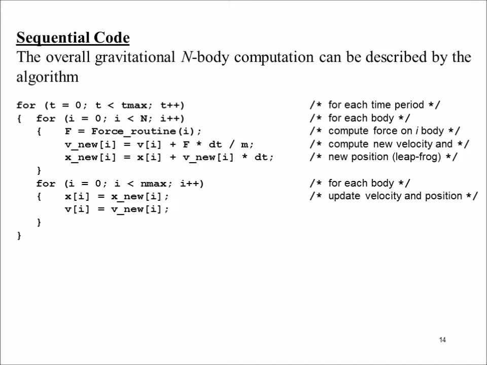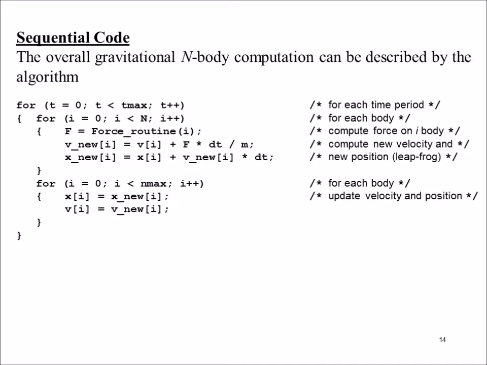So turning this into code, we would need nested for loops to calculate each time period, and then for each body, to calculate the force for each body and the new velocity resulting from that force, and then move to the next position. For each body we update the velocity and position.